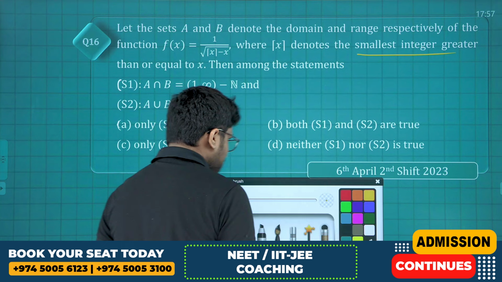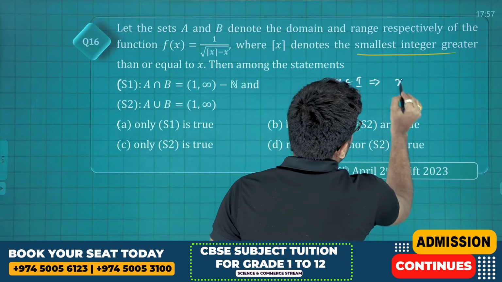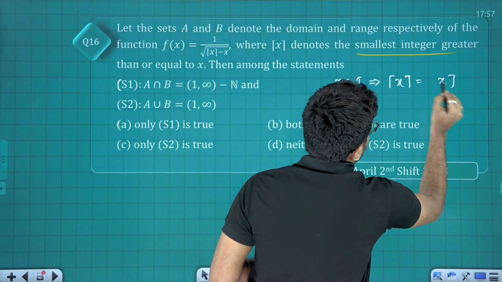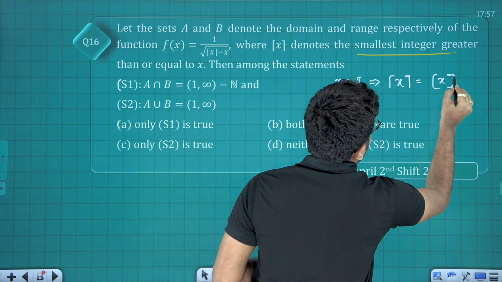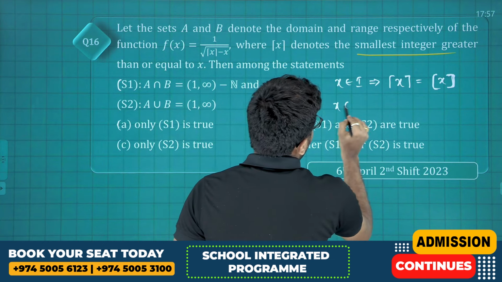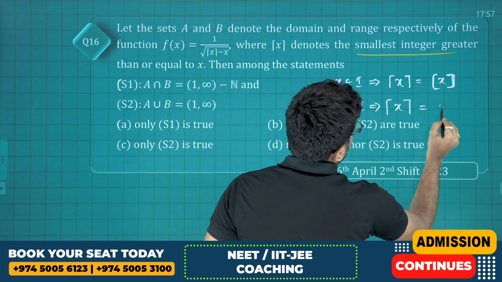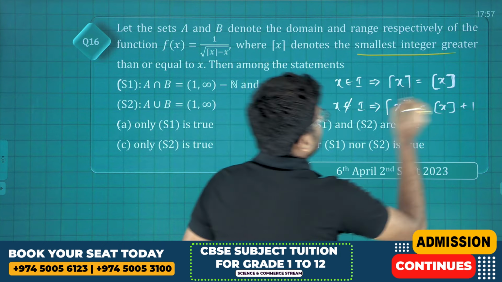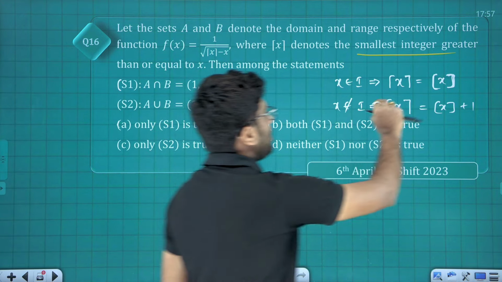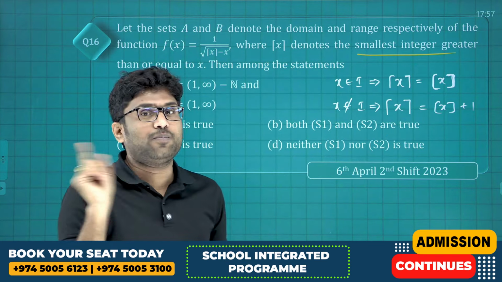So first we will define. For x belongs to integers, the smallest integer of x is always equal to step x. Okay. Next, for x not belonging to integers, roof of x is always equal to step x plus 1. So these two you should make a note of. Here they have given the smallest integer greater than or equal to x, not step x, not floor of x.